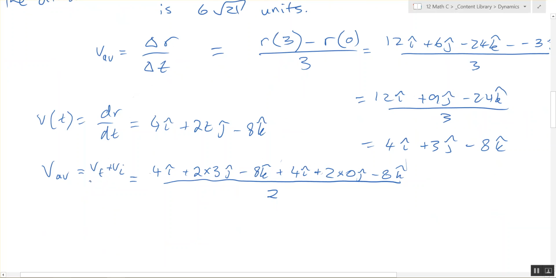I'm doing the final plus the initial velocity divided by 2 to find the average. So there's 2 different ways to do the same thing, hopefully. So 4i plus 4i is 8i, divided by 2 is 4i. 6j plus 0j divided by 2 is 3j. Negative 8k plus negative 8k divided by 2 is negative 8k.